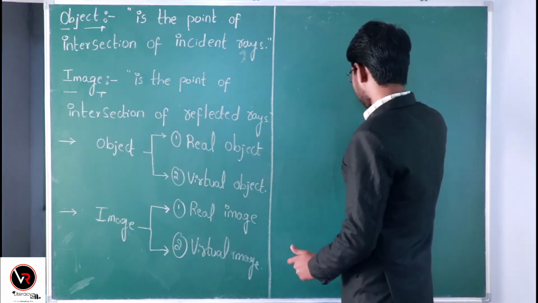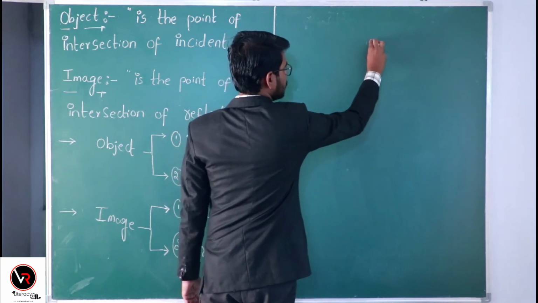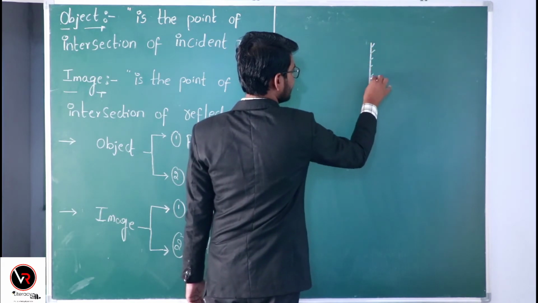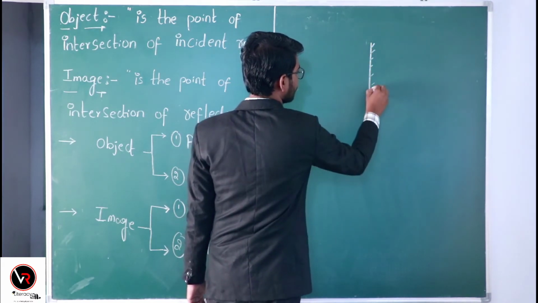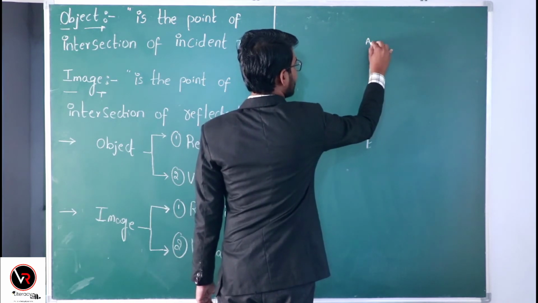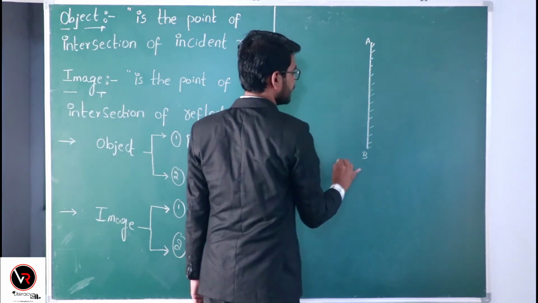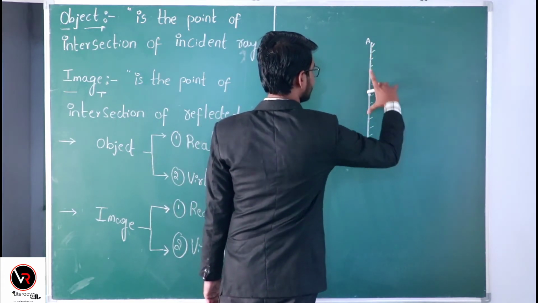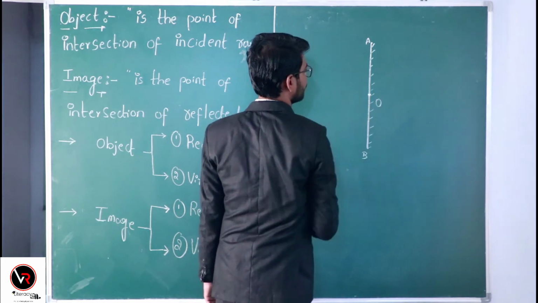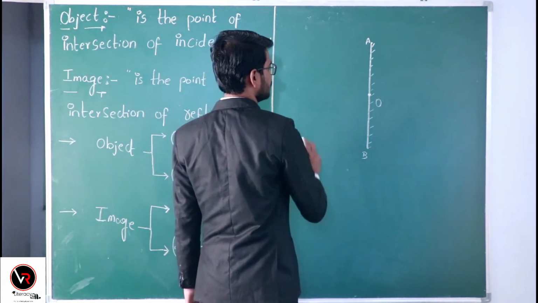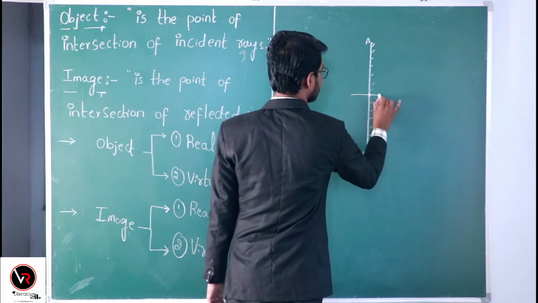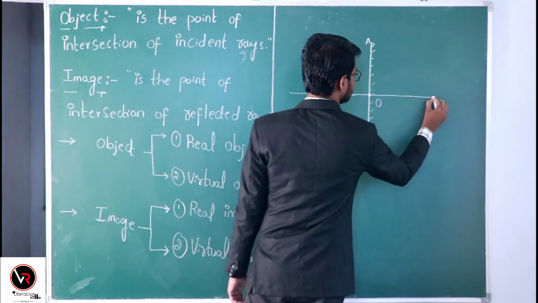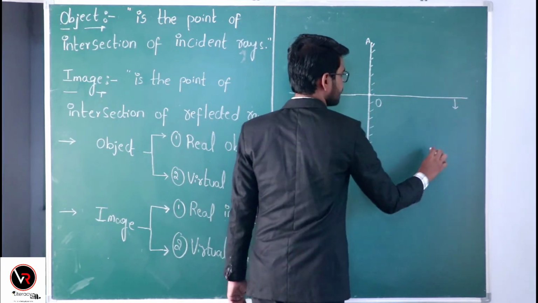Okay, see, first draw a plane mirror which is kept vertically. This point A and point B are the two ends of the plane mirror. Take the midpoint of this plane mirror and name it as O. Pass a horizontal line through this center of the plane mirror, and we call this one as principal axis.